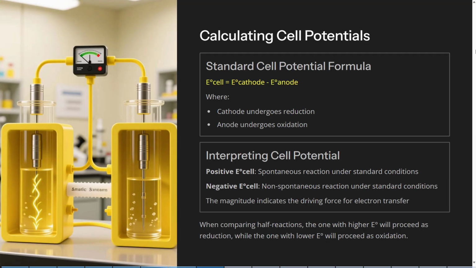Cell potential calculations follow a simple but powerful rule. E naught cell equals the reduction potential of the cathode minus the reduction potential of the anode. Alternatively, it's the reduction potential minus the oxidation potential. A positive cell potential means the reaction is spontaneous. It wants to happen naturally. Negative means you need to force it with external energy.